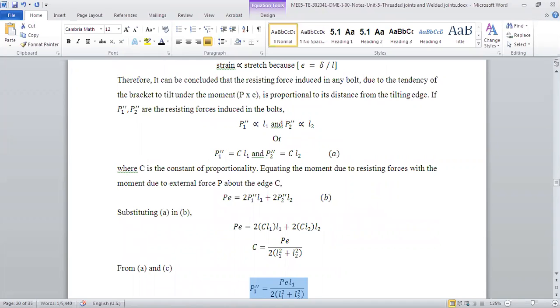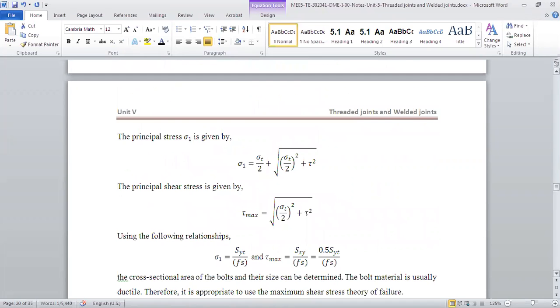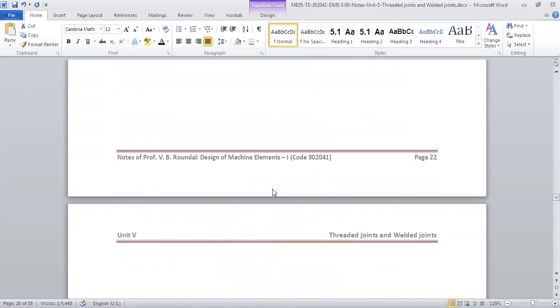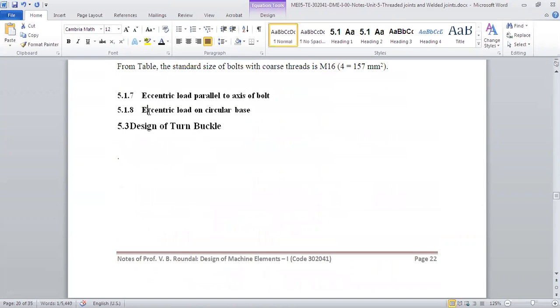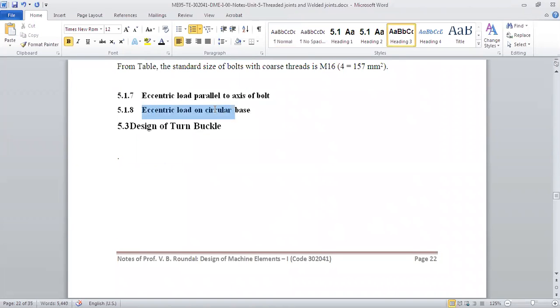Okay. So this is how we will approach any kind of problem. And after this, we are left with the design of circular base. So next time I will try to have some theory and a numerical on a circular base.